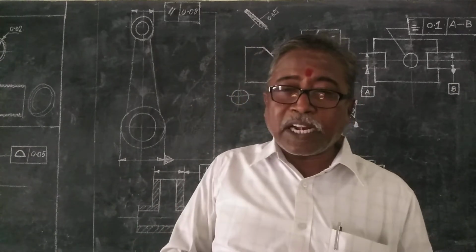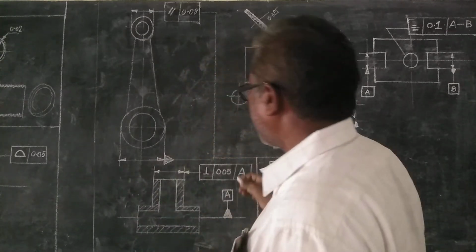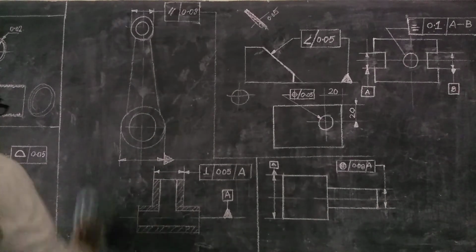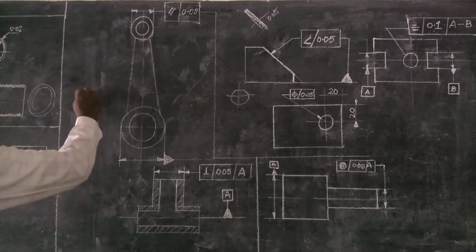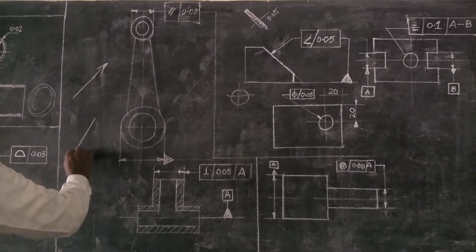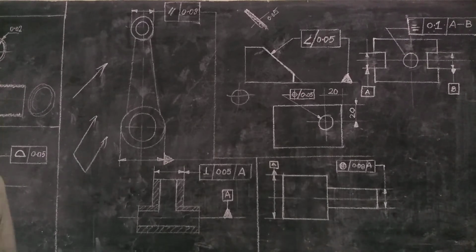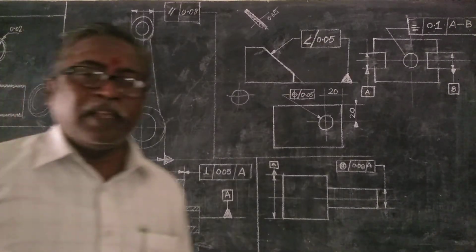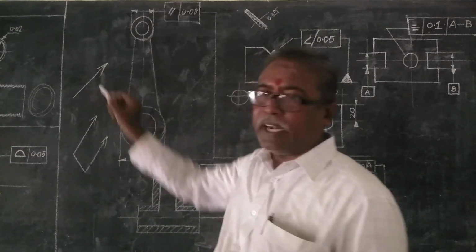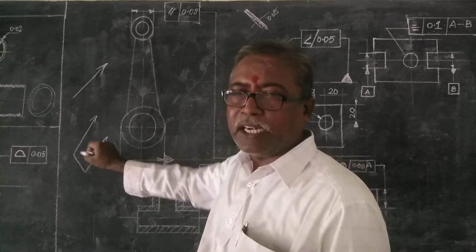Then for total run out, how are you going to check it? The run out symbol is given like this. I will show you here. You see the line is given like this, and then two lines are given like this. If you see your book, the chart is there. Whenever these are given, this is the run out, and this is total run out.